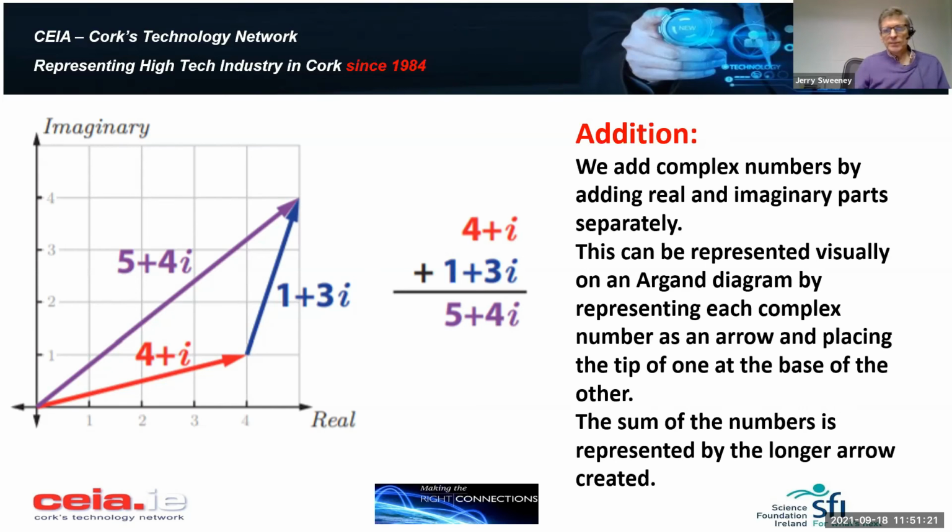And this is the same as vector addition. You can draw one number as an arrow, you can draw the second number as an arrow, you can move the second number to the end of the first number, and the addition result is the arrow from the start of the first arrow to the end of the second arrow. So this is a visual way of representing the addition of complex numbers on an Argand diagram.